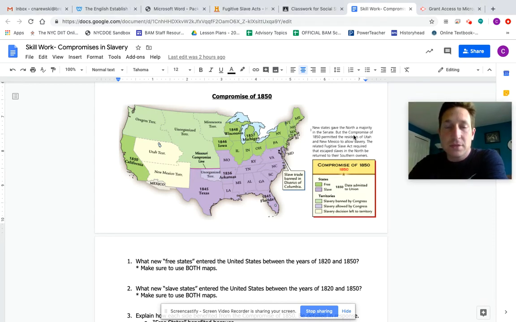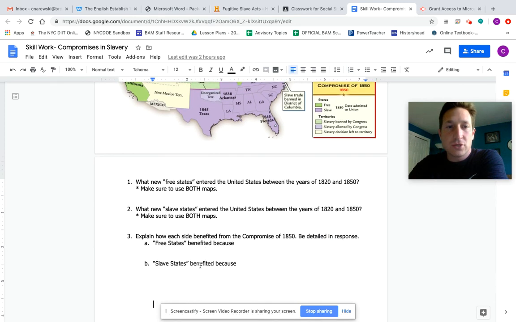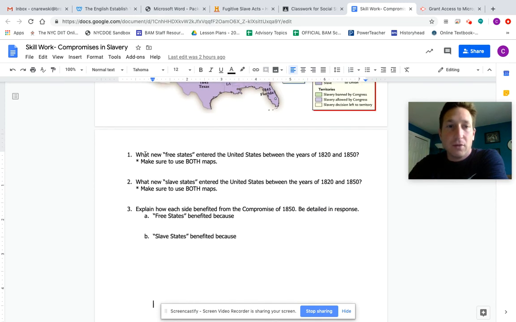So, 2 maps. Once you're done really looking at those maps, take a look at these questions and you could respond right there. What are some new free states that entered the United States between the years of 1820 and 1850? Make sure you use both maps to identify the answer. What were new slave states that entered the United States between 1820 and 1850? Remember, again, use both maps.